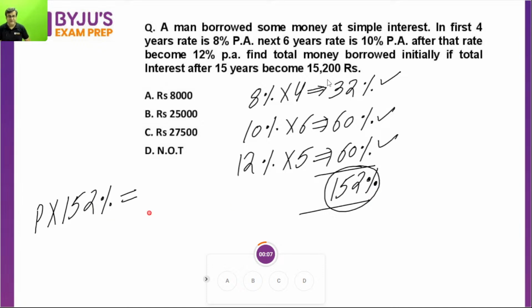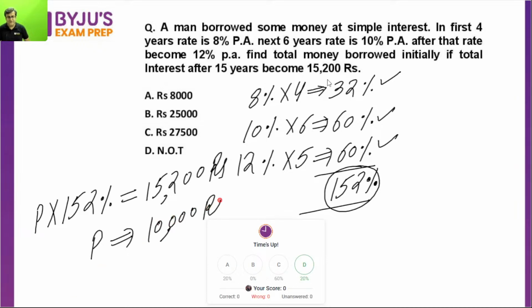So interest is given as 15,200 rupees. Principal ka 152% is 15,200. 152 cancels out, so principal will be equal to 10,000 rupees. Is this clear? 10,000 rupees, that's the principal. Okay, beta. Let's move to the next thing.